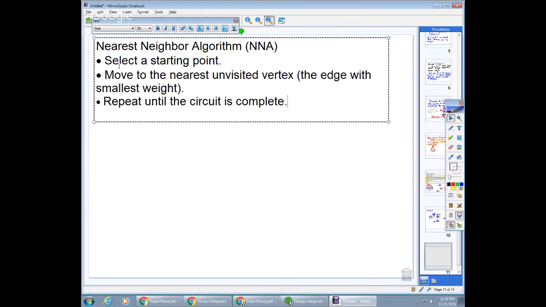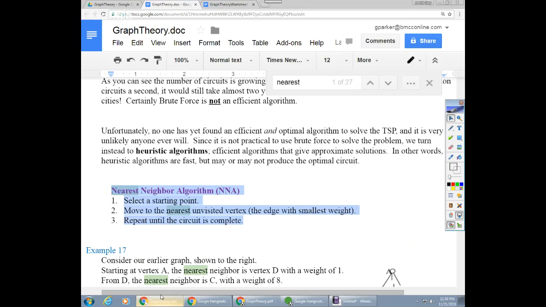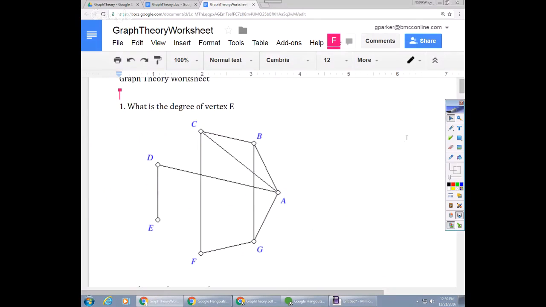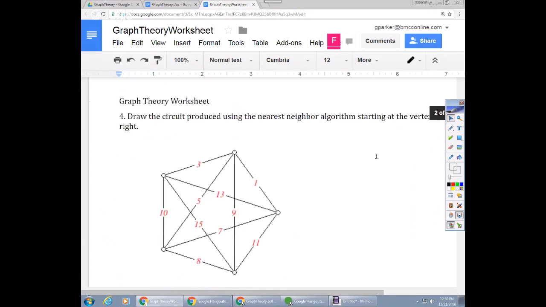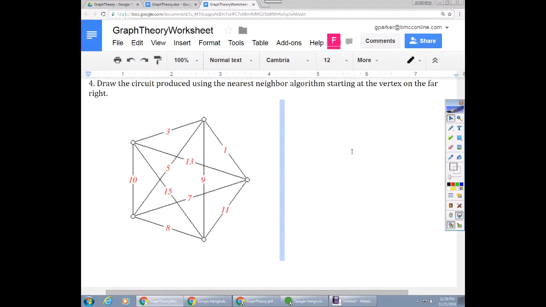All right. So with the nearest neighbor algorithm, we select a starting point, and then we move to the nearest unvisited vertex, the edge with the smallest weight. And we repeat this until the circuit is complete. Okay, let's grab that picture. Oops, wrong one. This one right here. And one thing to pay attention to, there are details in the problems. You have to pay attention to the way it says it. This one says start with the vertex on the far right.